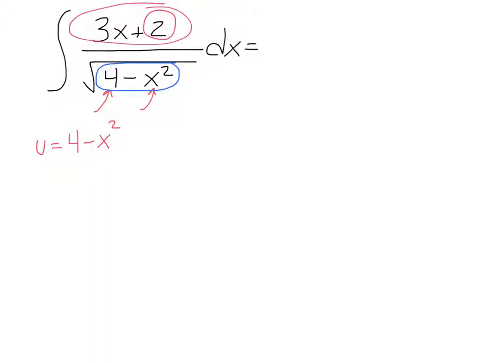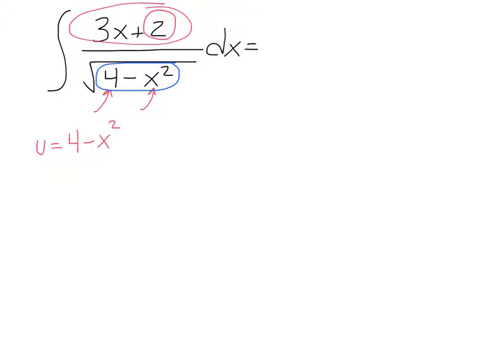Well, the derivative of 4 minus x squared is negative 2x. So I would love to have an x in my numerator, which I sort of do. I have a 3x, but it's being added to 2. And so that addition of 2 makes the substitution difficult. And if you can't see that right away, I'd encourage you to see what would happen if you tried to substitute in right now with u being 4 minus x squared. So for that to work, I would only want the 3x on top, not the plus 2.